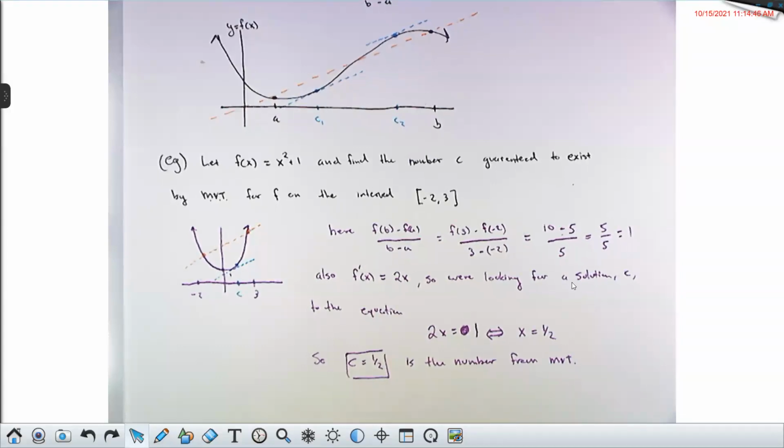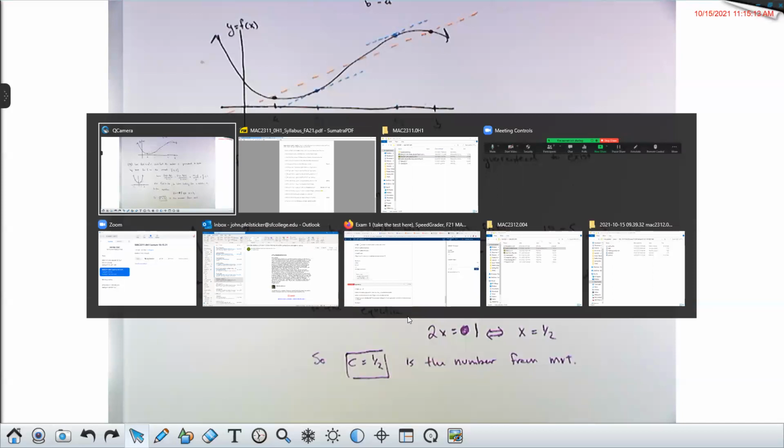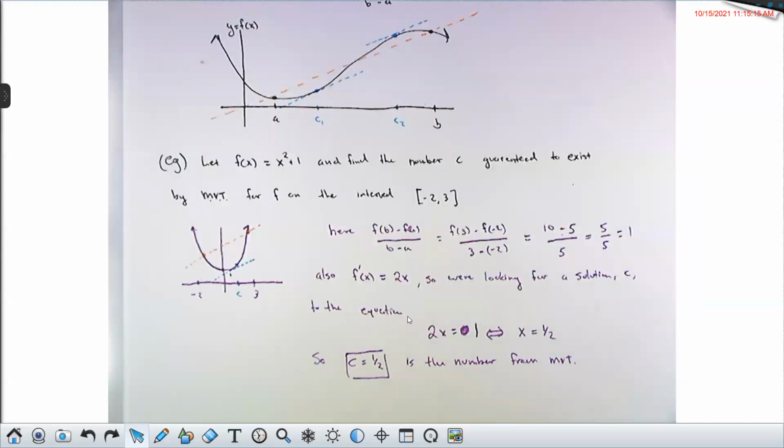So you compute the slope of the secant line, you compute the derivative, and then you set that derivative equal to the slope of the secant line. That equation, in theory, could have many solutions. But for this particular function and this particular secant line, there's only one. Does that answer the question? You feel comfy with that? Yeah, that's good. That's better.